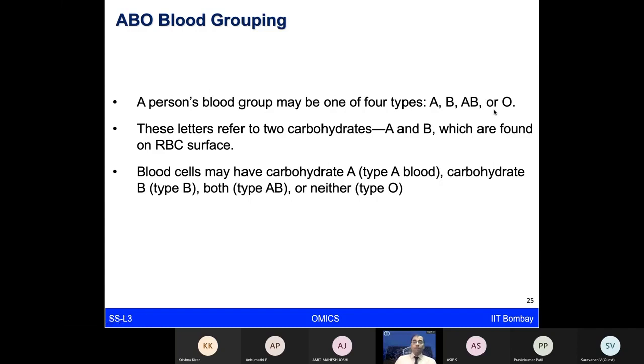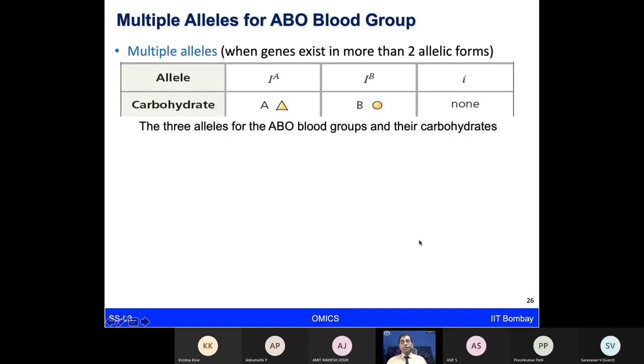When we talk about red blood cells, the RBCs, there are two sugar moieties. It could be either carbohydrate A or carbohydrate B. That's what we term as type A blood. Or if the sugar type, carbohydrate B, is present, then that is known as B type blood group. If both A and B carbohydrates are present on the RBCs, that is AB type. And if both are absent, then that is known as O type. So let's see how we can denote these notations now.